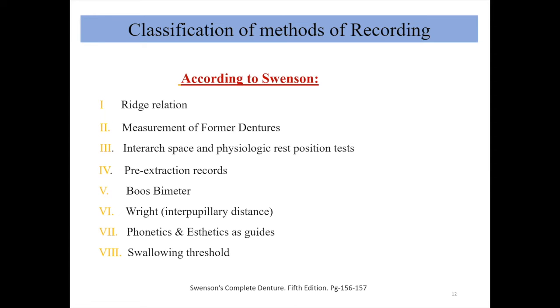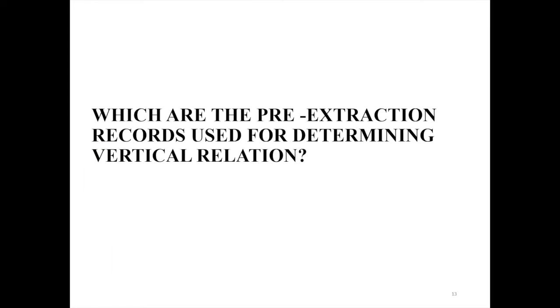According to Swenson, we have ridge relation, measurement of former dentures, inter-arch space and physiologic rest position tests, pre-extraction records, Boos' bimeter, interpupillary distance, phonetics and aesthetics as guides, and swallowing threshold. So which are the pre-extraction records which are used for determining vertical relations?